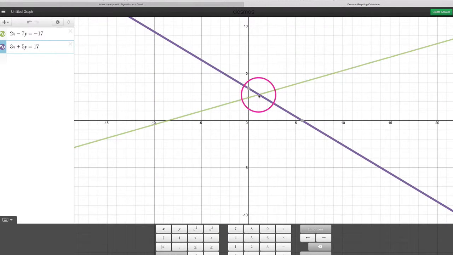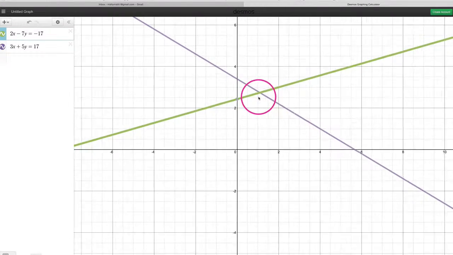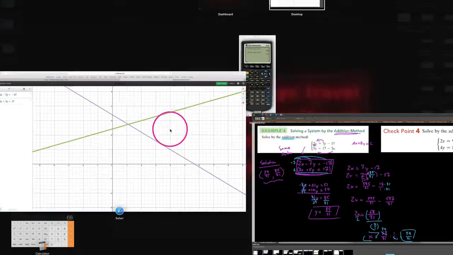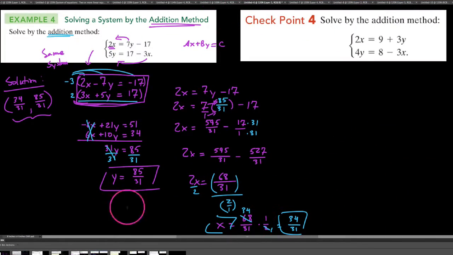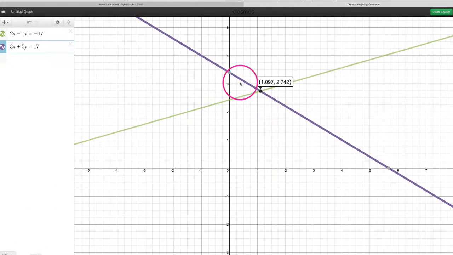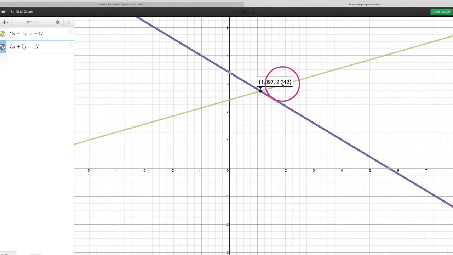The question is, what is their common solution? So we get this point right here. And I guess what I want to point out is that on our algebraic solution, let me re-highlight that here. Algebraically, our rational values are 34 divided by 31. So that would be just a little bit bigger than 1 for our x value, which this supports. And also that we get for our y value 85 over 31, which I know 31 goes into 85 at least 2 times. So we should get 2 and some change here.